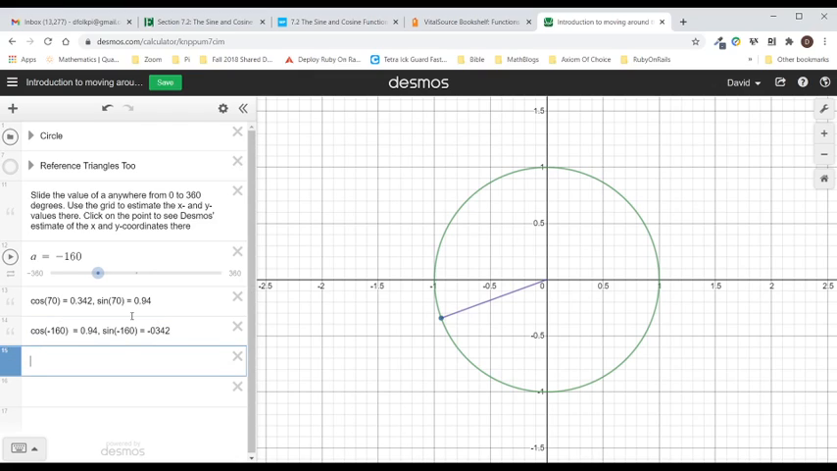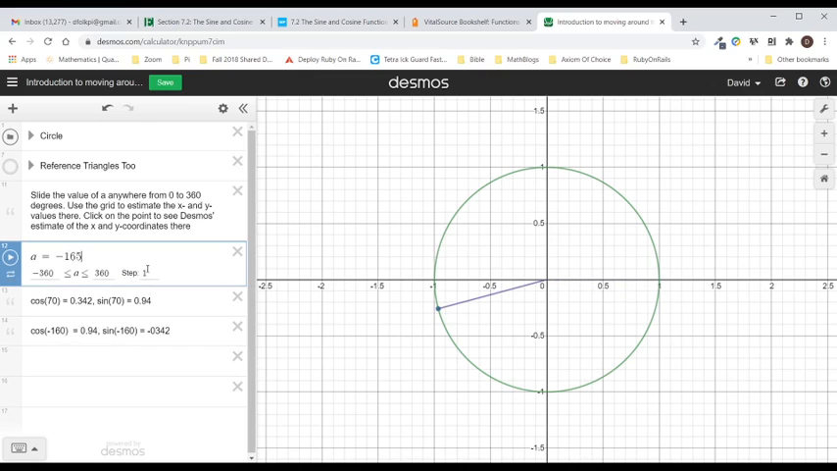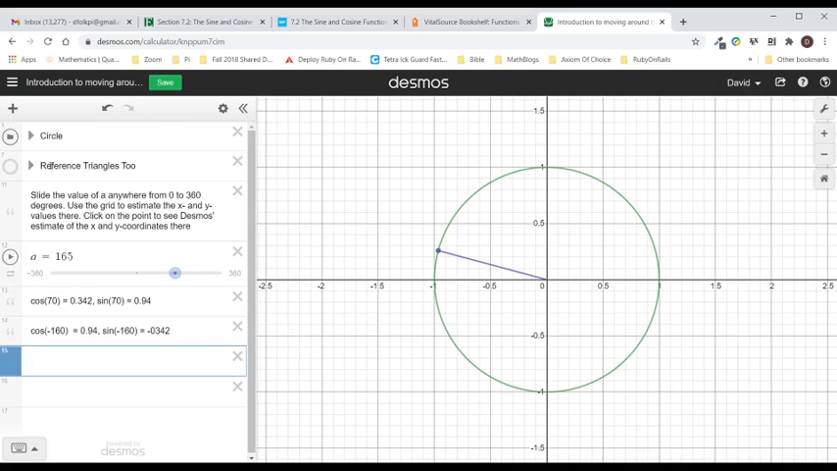Let's do this a couple more times. If I want to type in a number instead of 160, how about if I try to end up over here someplace by going a positive angle? So how about negative 165, like that? Nope, too far. How about a positive 165? Yeah, that's better, right? So you can see I'm way over here. It looks to me like the x coordinate is about negative 0.96. The y coordinate is about negative 0.25. I click on it like this. I get 0.966, 0.259.